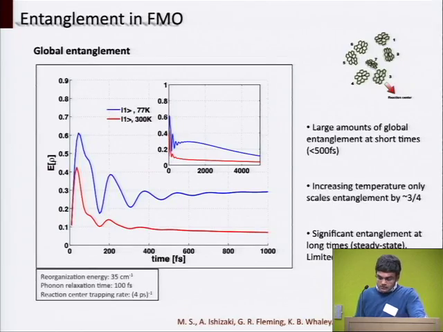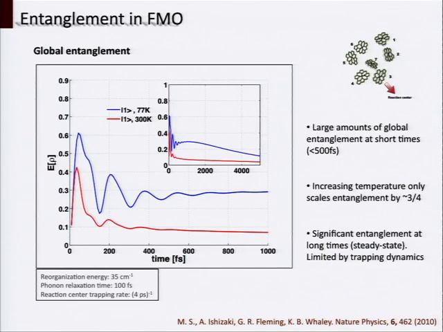All right, so here are the results. These come out of running the simulations according to this very accurate physical model, and measuring the entanglement using the measures that I mentioned. So if we just look at global entanglement, right? This is the total amount of entanglement in the system. The two curves here, the blue curve is for 77K, which is where the first experiments were done, and the red curve is for room temperature, 300 Kelvin.